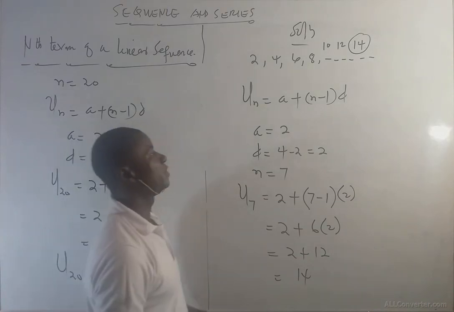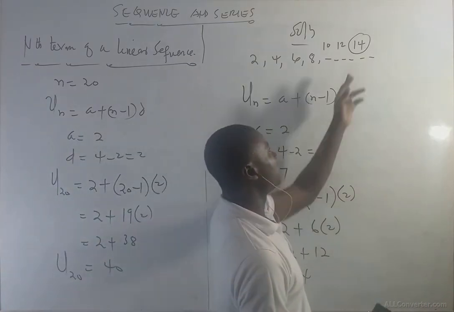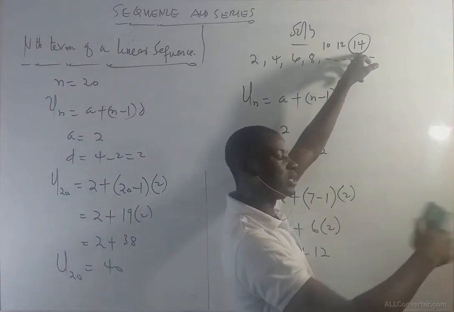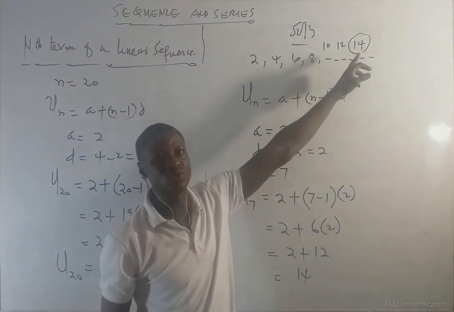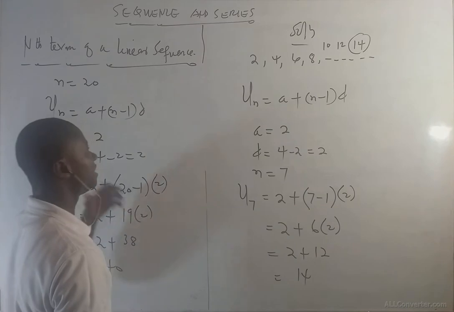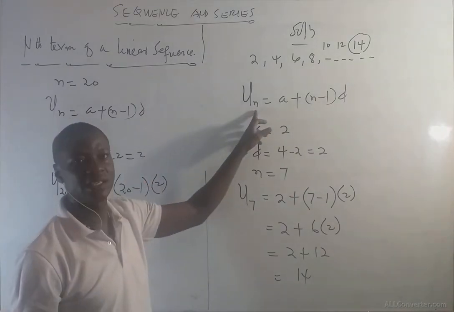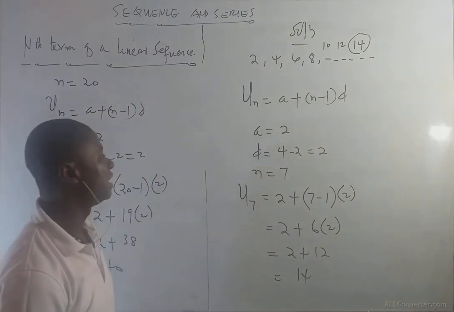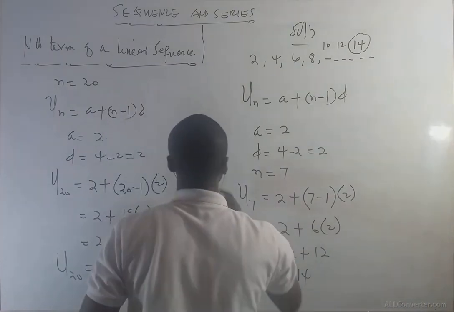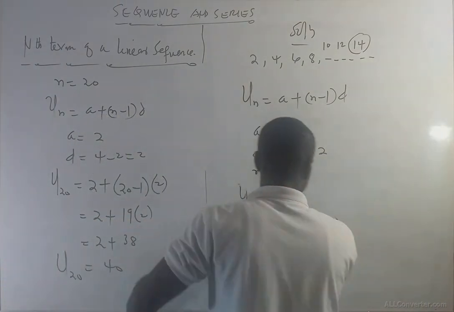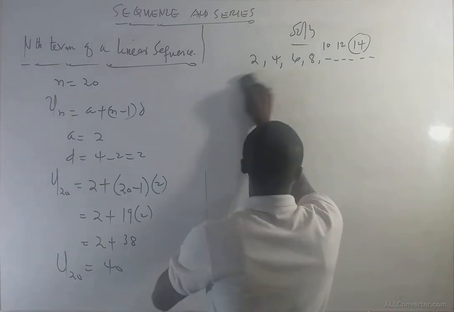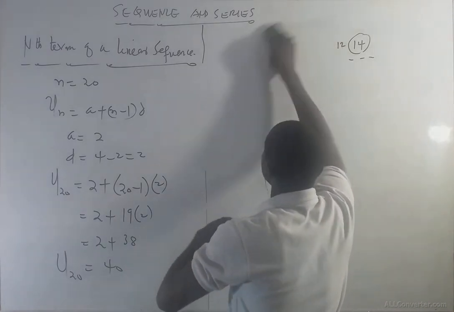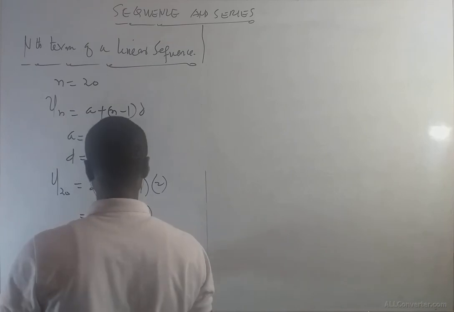So what is really happening is, now that you know the common difference, if you keep on adding the common difference, the answer will give you 40. We cannot be doing that, and that is why the formula is there. So this is the general formula for finding the nth term of a linear sequence. You will be solving a lot of questions, and so you will understand what we are talking about.